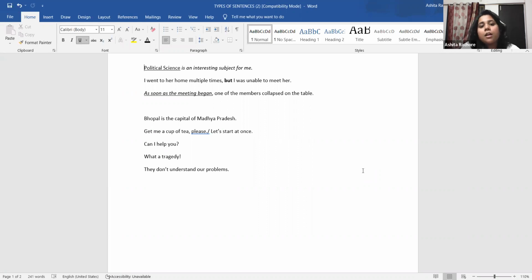As you can see, there are 5 statements in front of you, 5 different sentences. The first one is declaring a fact. It is stating some information. So any declaration that you make, any fact that you are stating, for example, honesty is the best policy, the sun rises in the east and sets in the west, Bhopal is the capital of Madhya Pradesh, Delhi is the capital of India, or any such thing. These are known as assertive sentences.